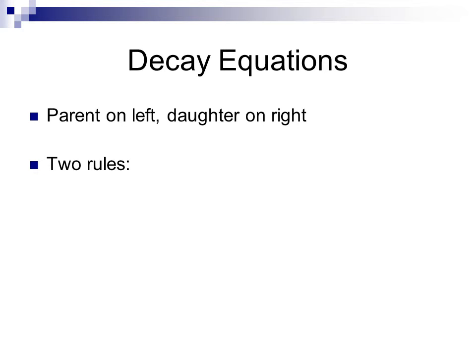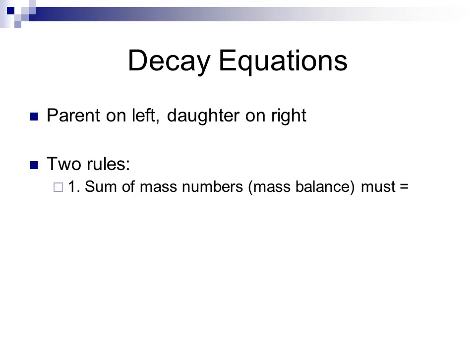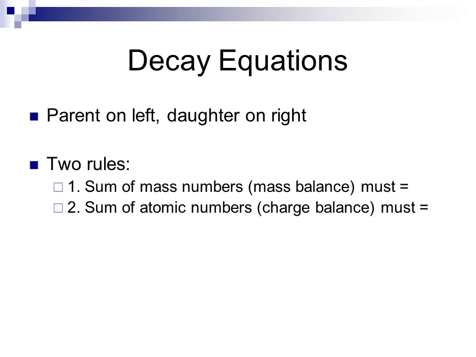One is that the sum of the mass numbers must be equal. This means that mass is conserved throughout the decay process. The second is the sum of the atomic numbers must be conserved. They must be equal, which means that the charge is balanced.